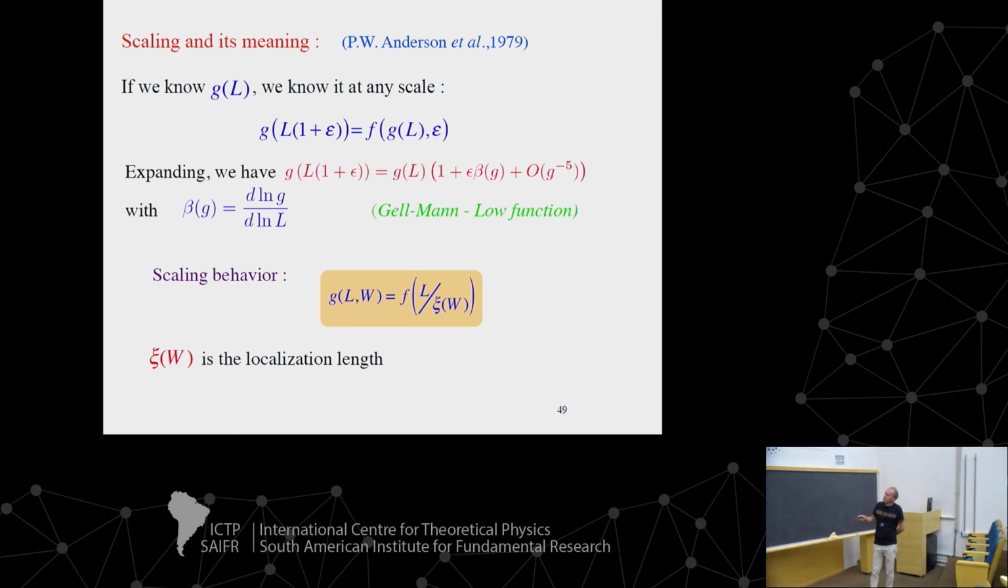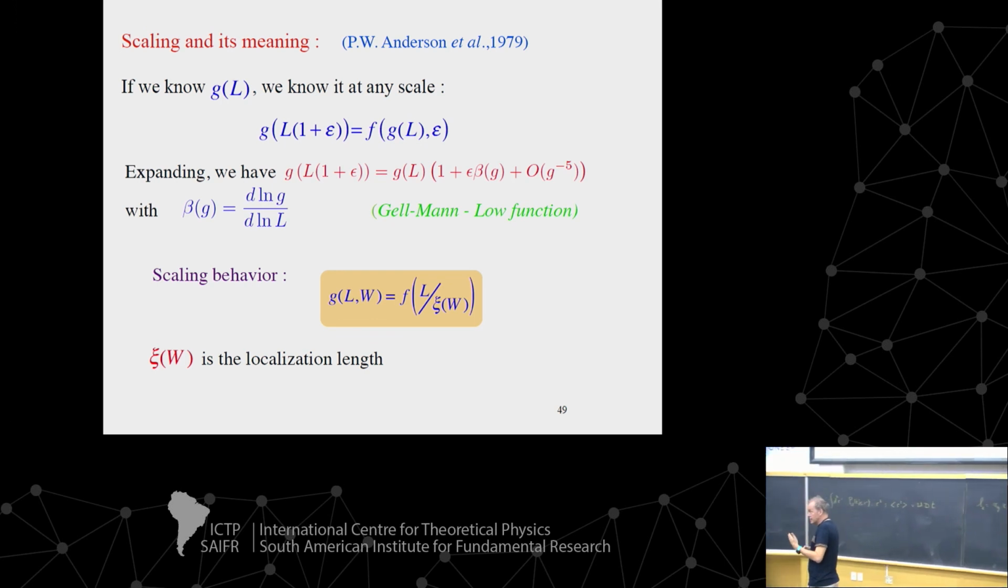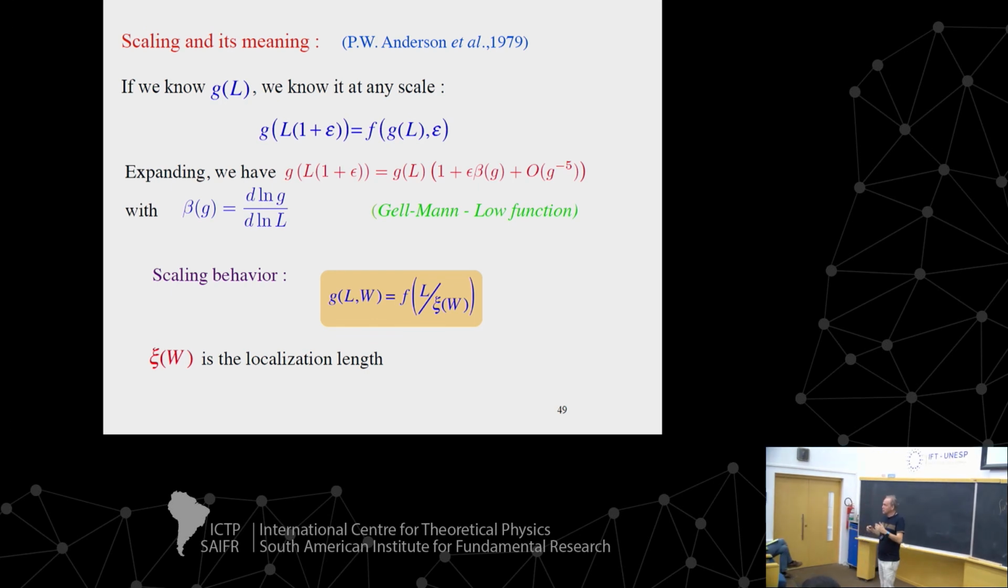And this conductance is in fact a function of a single parameter, which is the ratio of L divided by something that must have the dimension of length, but depends only on the disorder. And this length is called the localization length. And this is just an outcome of this scaling assumption, which itself is a consequence of this expansion in powers of 1 over g, where 1 over g are quantum corrections. We did quite a lot in a few minutes. So it's difficult. I agree.